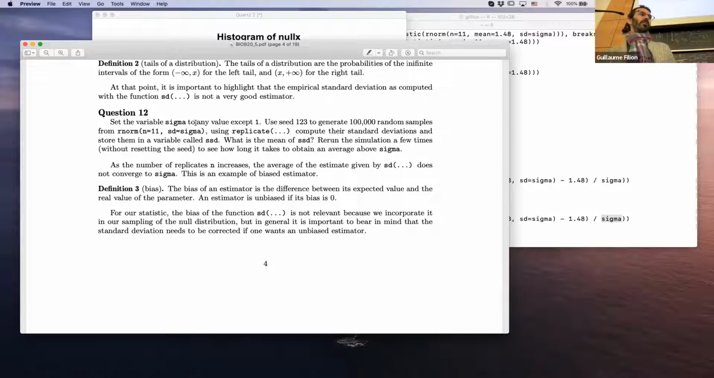Set the variable sigma to any value except 1. Use seed 1, 2, 3 to generate 100,000 random samples from rnorm with n equals 11, sd equals sigma. Using replicate, compute their standard deviations and store them in a variable called SSD, for sample standard deviation.